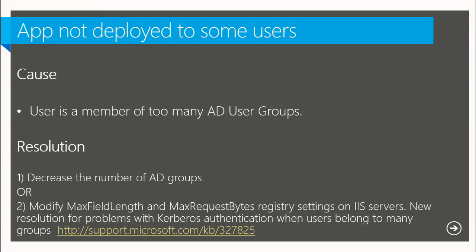It was in too many groups. And so it's hard sometimes to prove that to your Active Directory team. That's why you need that data, so you can go to them and say, hey, this is our issue.